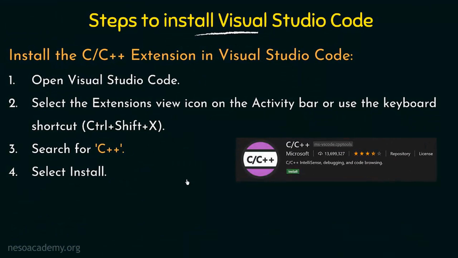Alright, so we have completed the Visual Studio Code part. Now we will see how to install the compiler. Till now we have the source editor ready in which we can type our code, but we need to compile and run our code after typing it. For that we need a compiler. So we will see how to install the compiler now.